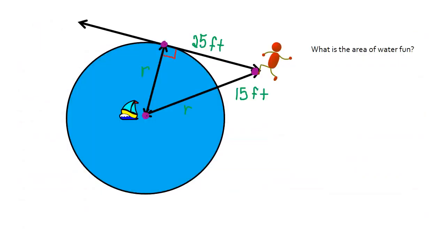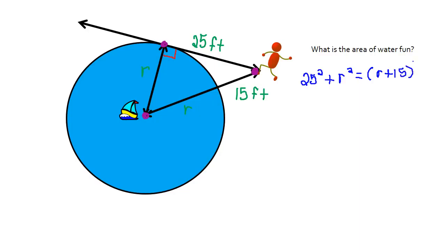So let's find the area of water fun for this toy boat. All right. Seeing that we have a right triangle made out of a tangent line and the radii of the circle, we're going to take our first leg, which is our 25 feet, and we're going to square it, and add it to our second leg, which is our radius, squared, and it's going to equal our hypotenuse, which is actually r plus 15.